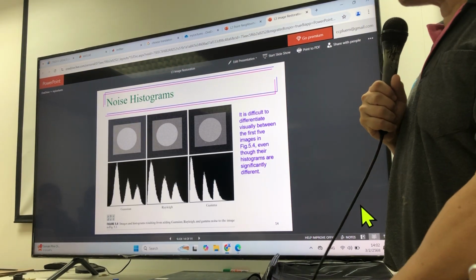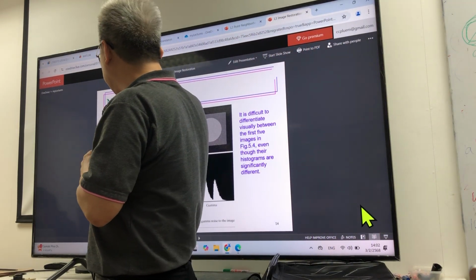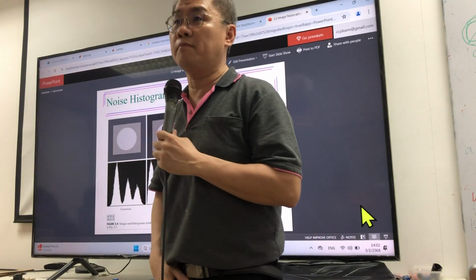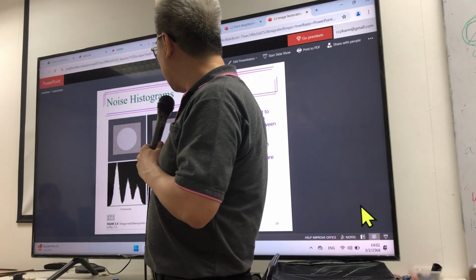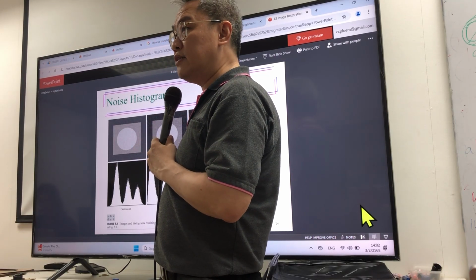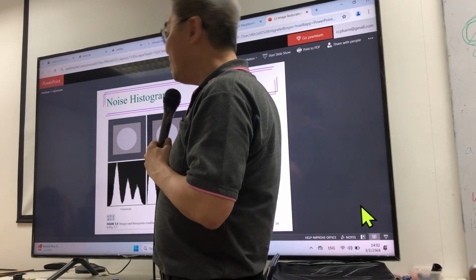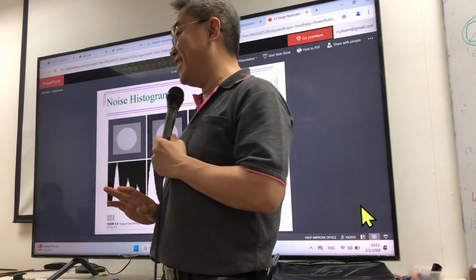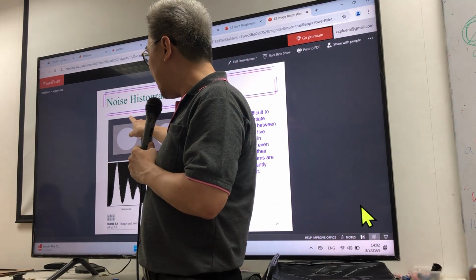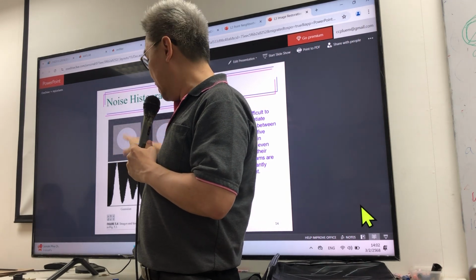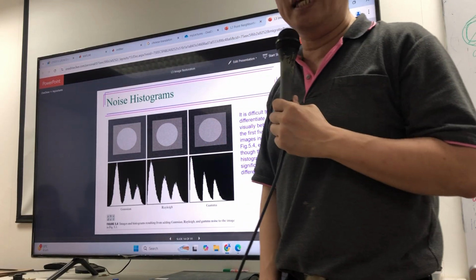How do you observe the noise? For example, suppose you don't see the one below, you only see the three images on top. Can you tell me which noise is in these three images by just looking at the top one? It's probably very hard to see, right? The way we observe the noise is to find the histogram. Remember, last time we learned the histogram is similar to the PDF.